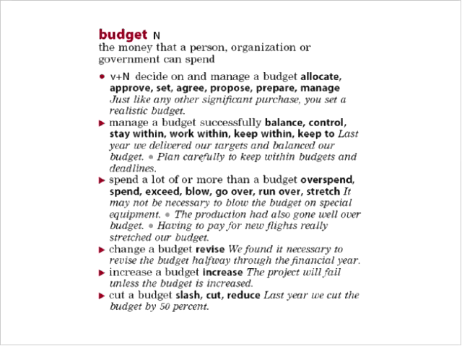So you exceed your budget, you go over your budget, you run over your budget. And if you manage things very badly, you blow your budget, which is what none of us want to do. So that's just to give you an idea of how the collocations dictionary works.